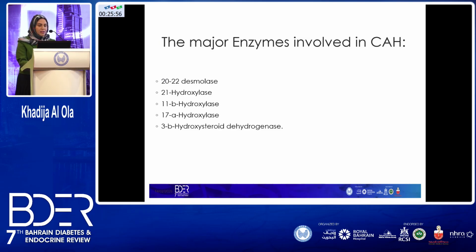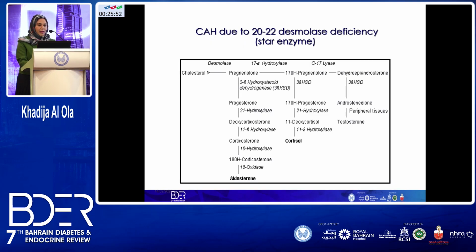These are the major enzymes that I showed previously. I will start with the 20,22 desmolase deficiency. It's called the STAR enzyme, and it is this one. So can we predict, if there is no desmolase, what we can have in a child? What can he present with? Any idea? There is no desmolase.